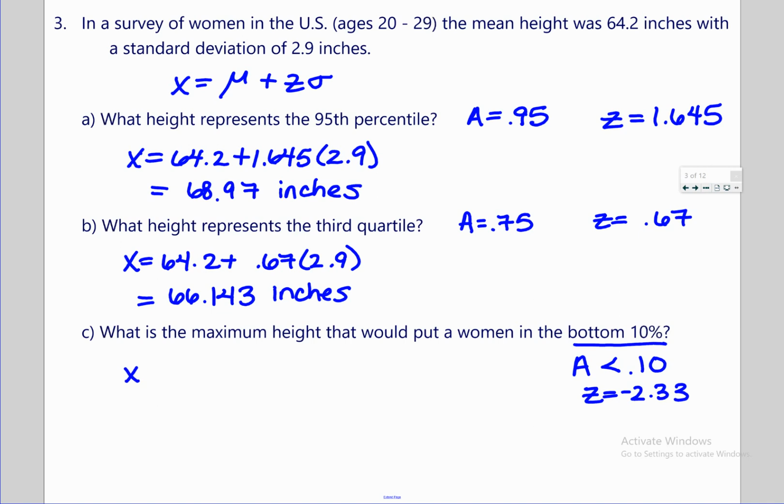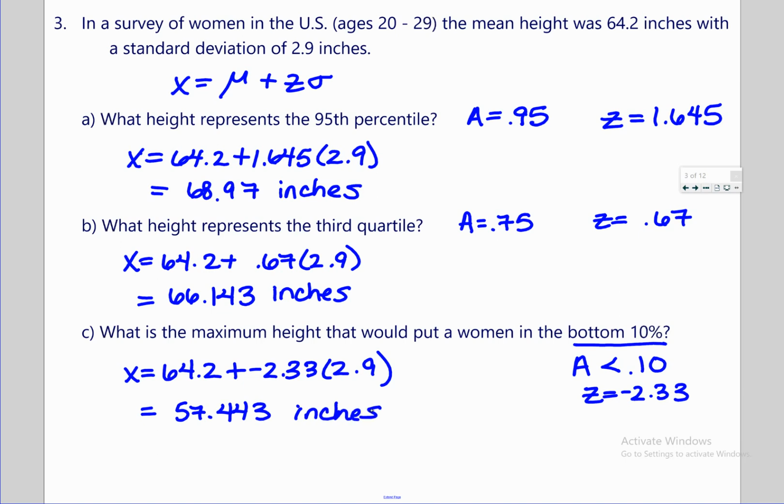All right, and then use it. 64.2 plus negative 2.33 times 2.9. 57.443 inches. Questions on 3?